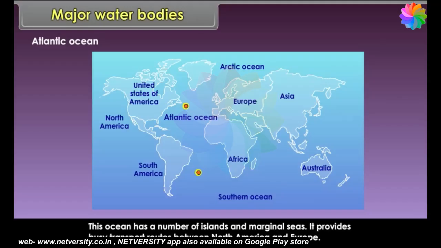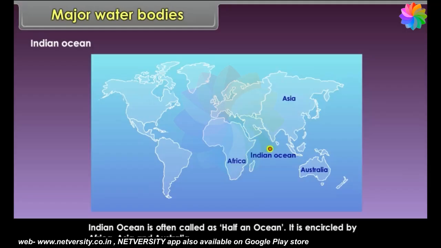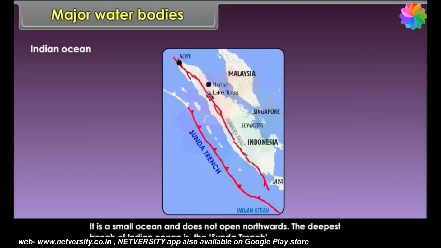This ocean has a number of islands and marginal seas. It provides busy transport routes between North America and Europe. Indian Ocean. Indian Ocean is often called as half an ocean. It is encircled by Africa, Asia and Australia. It is a small ocean and does not open northwards. The deepest trench of Indian Ocean is the Sunda Trench.